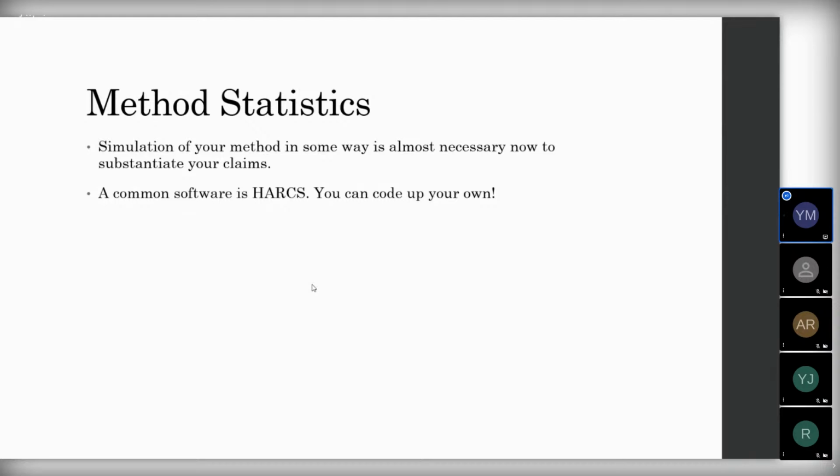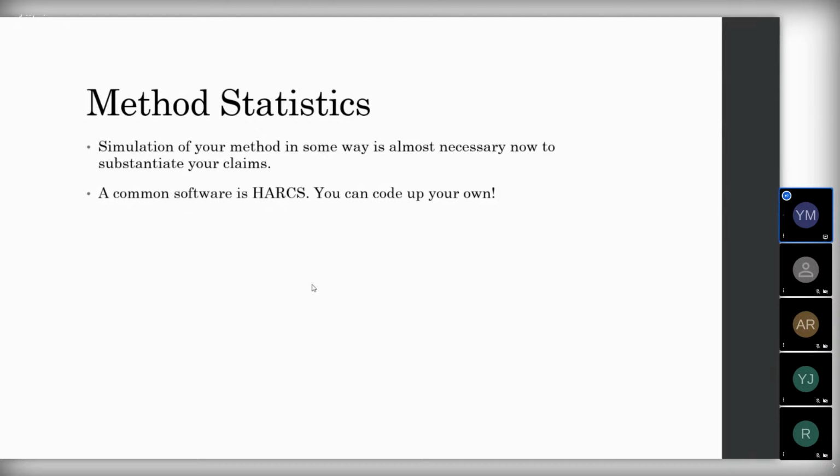And for my final slide, obviously, we'll talk about method statistics. Nowadays, it's extremely important that when you claim that your method is, for example, 48 moves on average, plus minus 3, you should be able to substantiate your claim by simulating your method on the computer. So you can either write a code for doing that, or you can use something called HARCs.